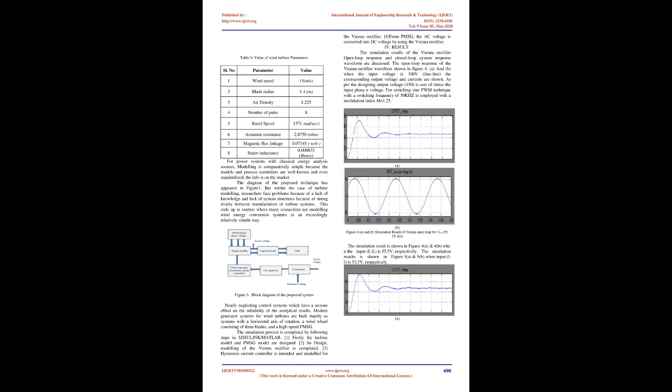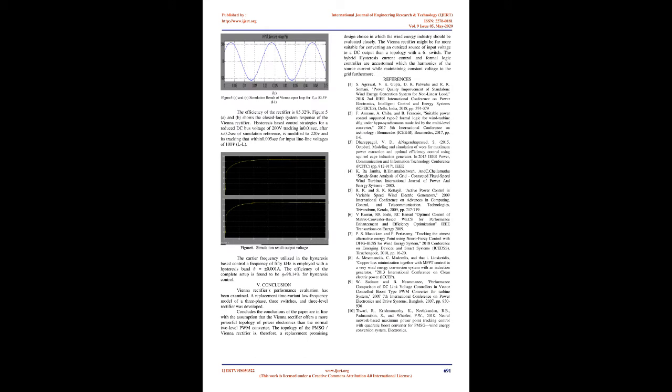Figure 3. Block diagram of the proposed system. Nearly neglecting control systems, which have a serious effect on the reliability of the analytical results. Modern generator systems for wind turbines are built mainly as systems with a horizontal axis of rotation, a wind wheel consisting of 3 blades, and a high-speed PMSG.